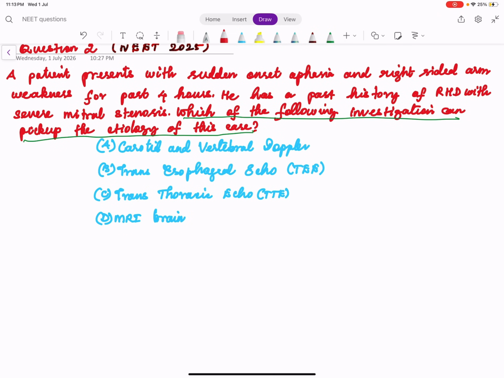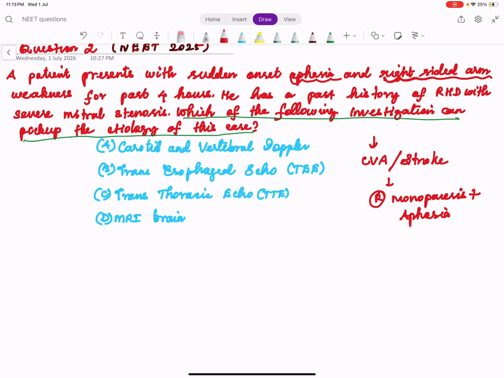Sudden onset aphasia and right-sided arm weakness. Whenever something is sudden in neurology, it is a cerebrovascular accident or a stroke. So we are having a case of stroke with right monoparesis plus aphasia. They have not given what type of aphasia, but we are having a right monoparesis plus aphasia.